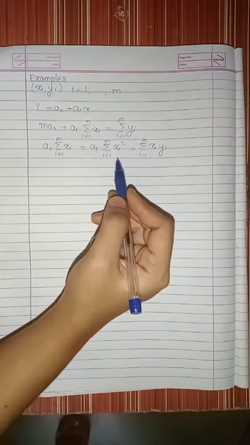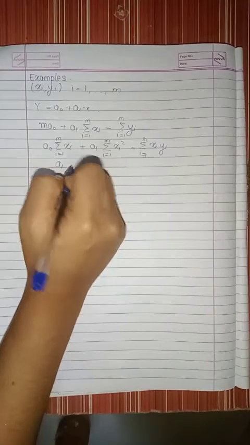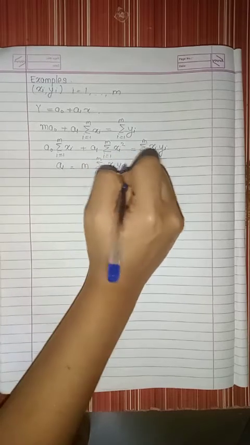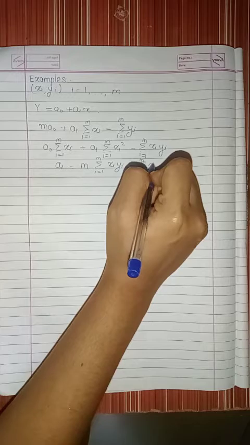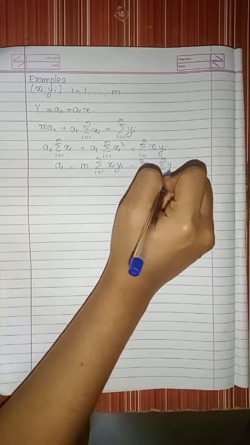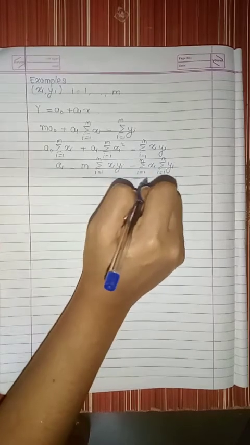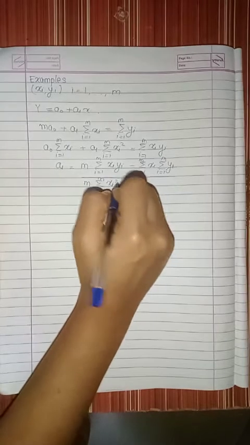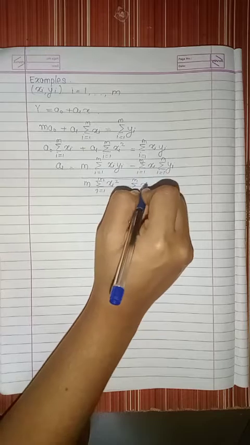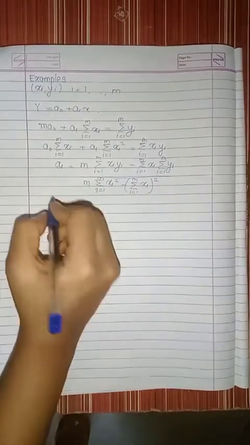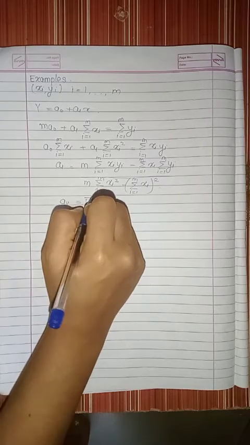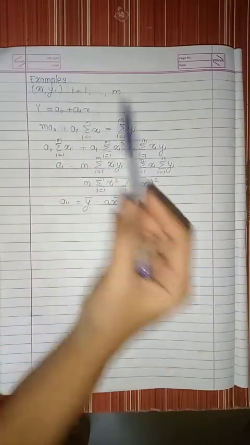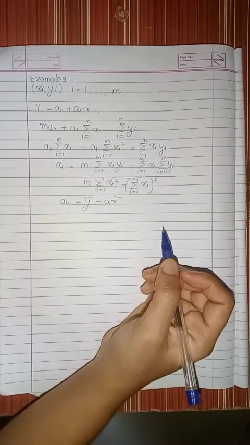So with the help of these two normal equations, what we get is the value of a1 equals m into summation xi yi minus summation xi into summation yi, upon m into summation xi square minus summation xi whole square. And the value of a0 is given by y bar minus a1 x bar. So this y bar is nothing but the mean of values of yi, and x bar is the mean of values of xi.